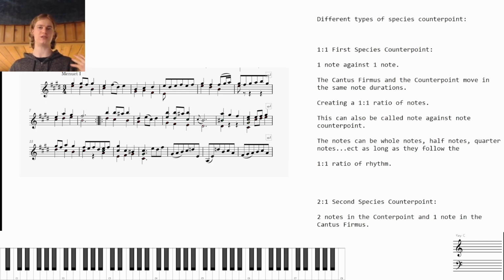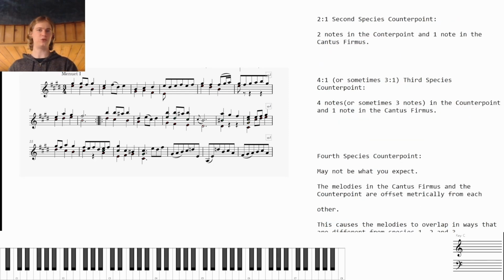Different types of species counterpoint. One-to-one, also known as first species counterpoint, is one note against one note. Cantus firmus and the counterpoint move in the same note durations, creating a one-to-one ratio of notes. This can also be called note against note counterpoint. The notes can be whole notes, half notes, quarter notes, and so on, as long as they follow the 1-to-1 ratio rhythm.